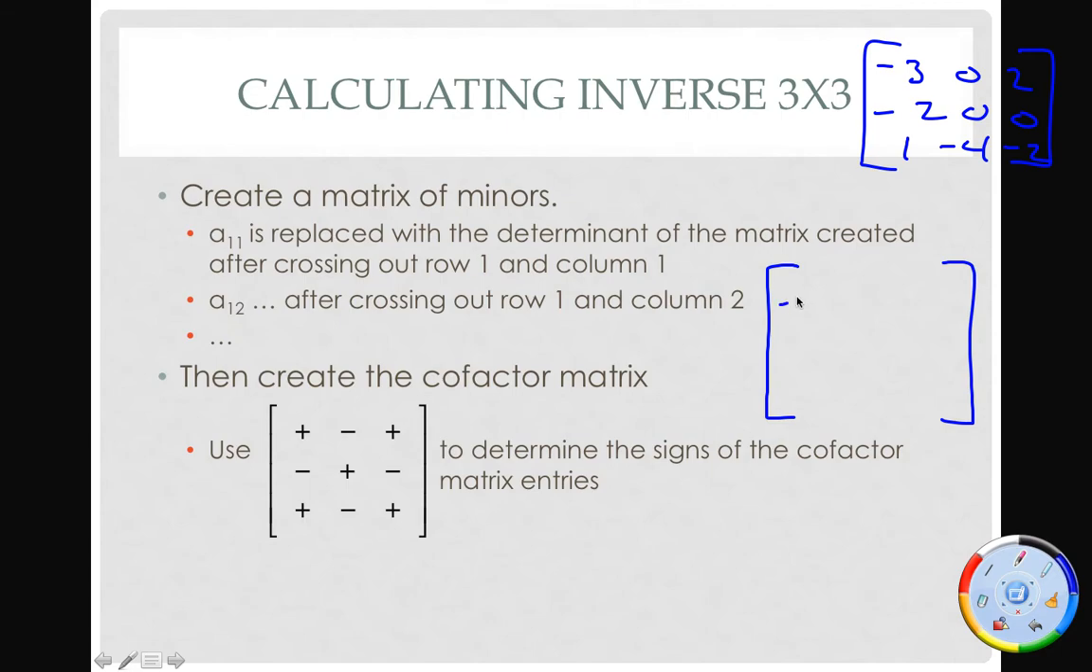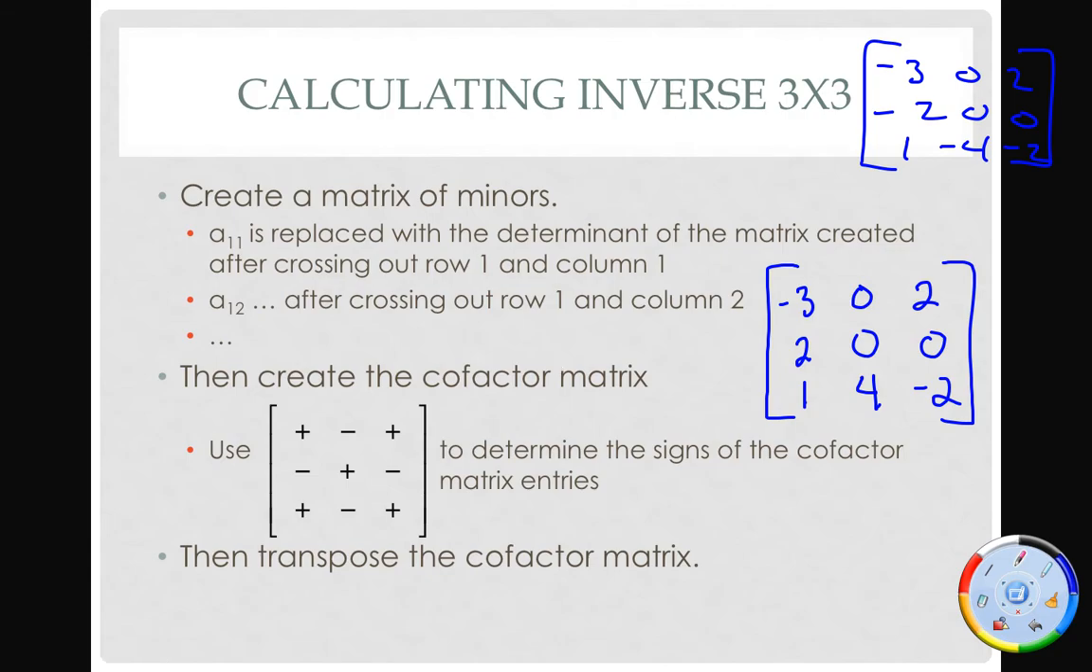So I'm going to say it's -3, -0, but that doesn't make sense. 2, +2, because I got to change the sign. 0, 0, 1, +4, and -2. Okay, so that's the cofactor matrix. That's not the inverse. Okay.